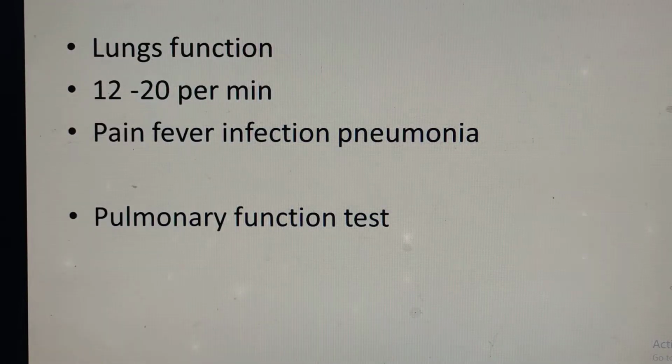Once this is done, we also see the lung function. First we checked the heart function, and how we check the heart function. Now we're going to see your lung function, which is very, very important.